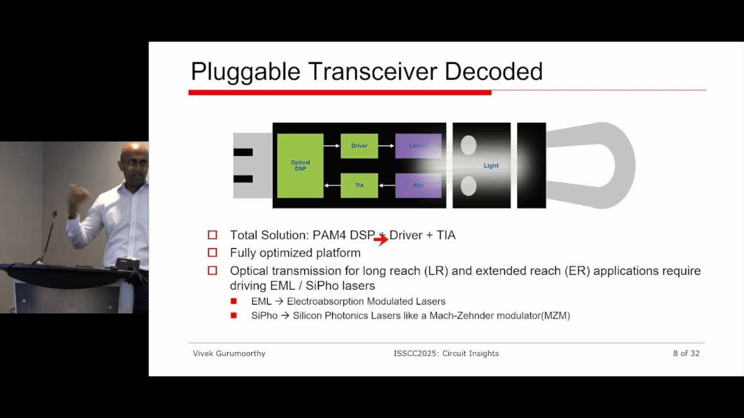Now, we have transmitted in light, we have recovered the light back and converted it back to voltage. We can take that into our DSP and we can do a bunch of stuff to post-process it to achieve the speeds that we want, right?